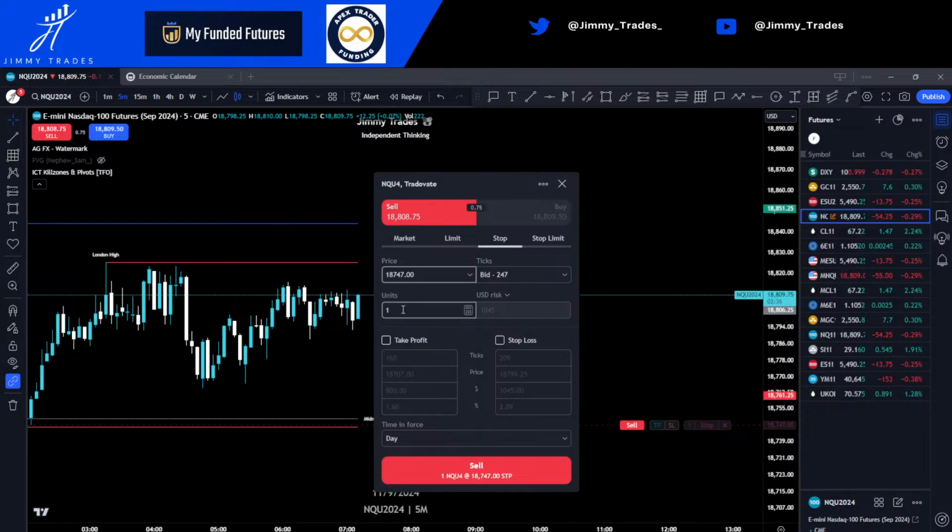Now for me, trading 50k Apex accounts is what I'm trying to expedite today. I'm going to use 10 contracts, because that's the max allocation. And then I'm going to set a take profit. What am I setting my take profit at?